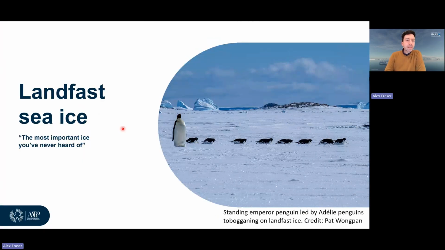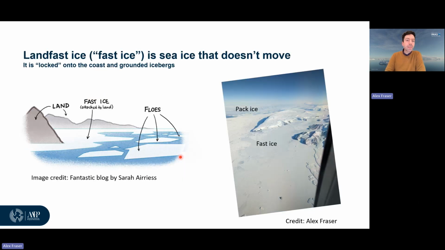So I want to talk to you today about landfast sea ice, and sometimes we shorten it to fast ice. It's a really bad name because fast ice is sea ice that doesn't move. It's short for landfast. But basically, we like to call it the most important ice you've never heard of. It's important for a whole bunch of reasons, and I'll touch upon a few of these now before I talk about the application.